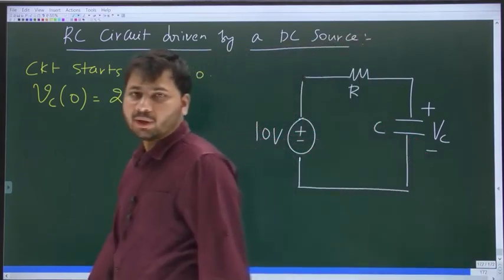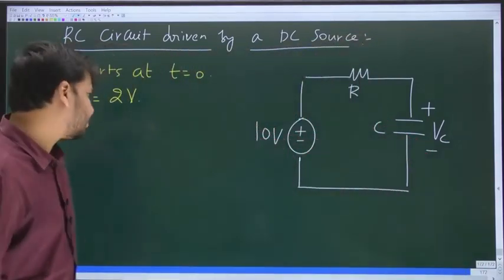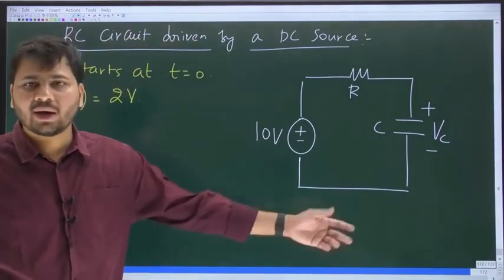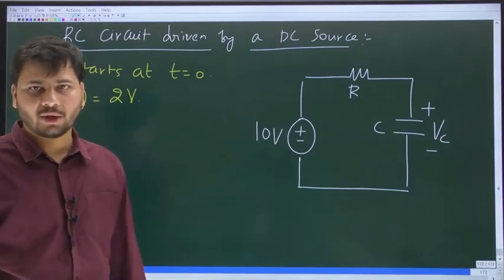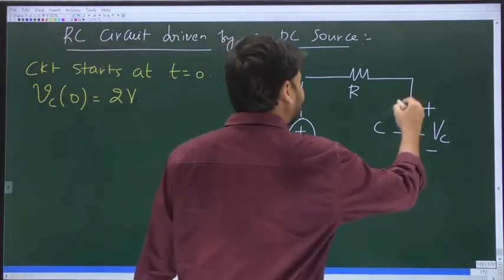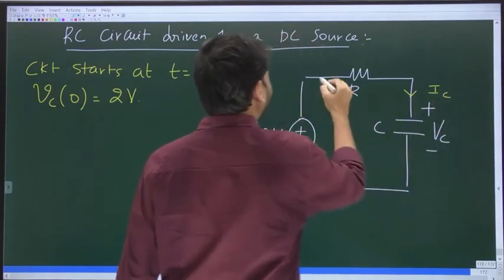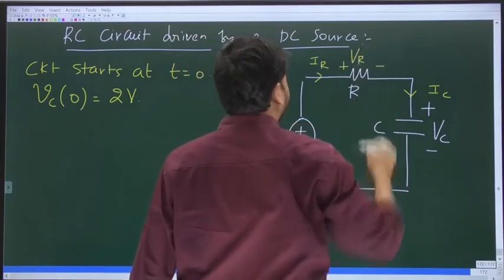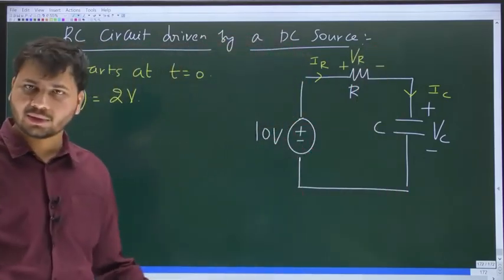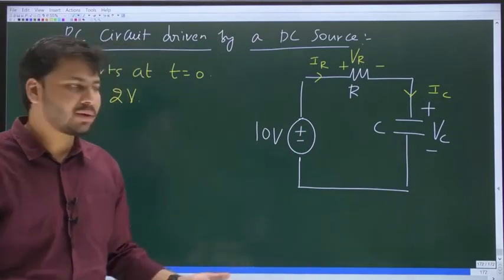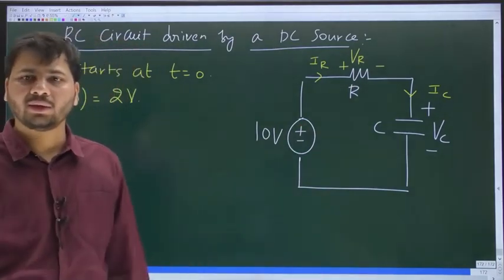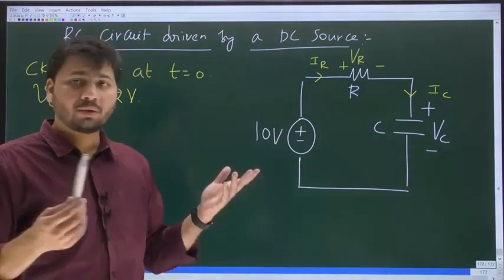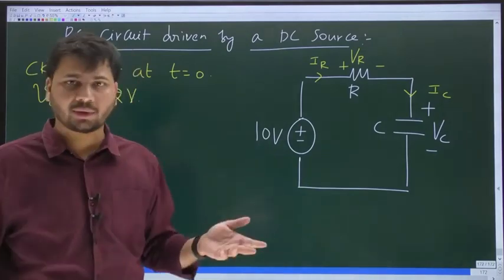What happens in the circuit for t greater than 0? Again, this is very simple. The resistor and the capacitor are in series. This is IC, this is IR, this is VR. IR is the current through the resistor, IC is the current through the capacitor, and VR is the voltage across the resistor.